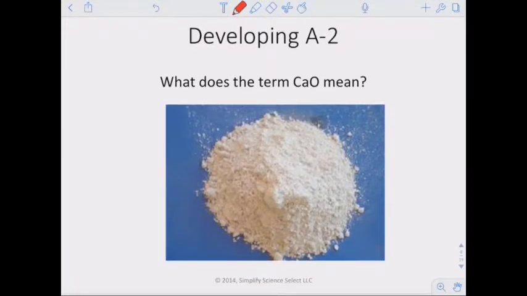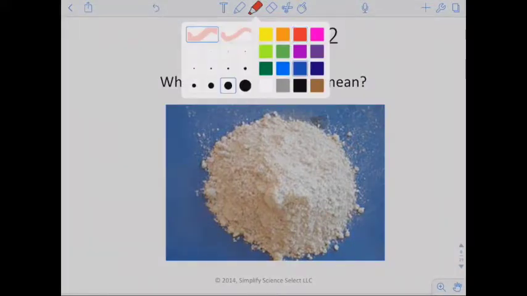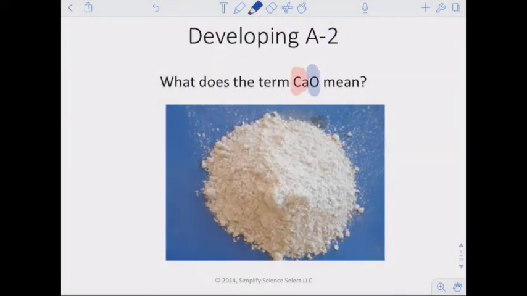Developing level question: what does the term CaO mean? So when we look at it, we look at its parts. The first part that we have is Ca, which on the periodic table is calcium. And then we have the O, which is oxygen. So this is calcium oxide. And that is an ionic compound, because of the calcium and the oxygen.